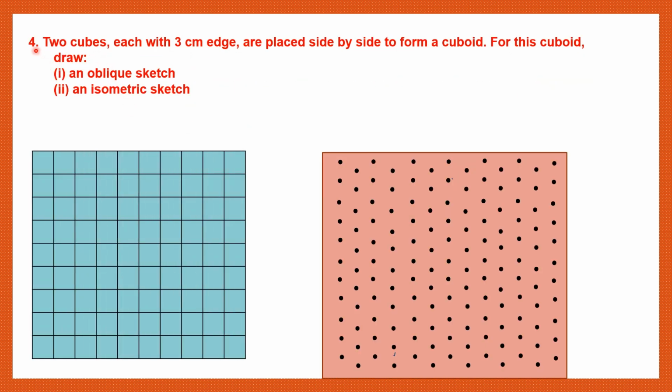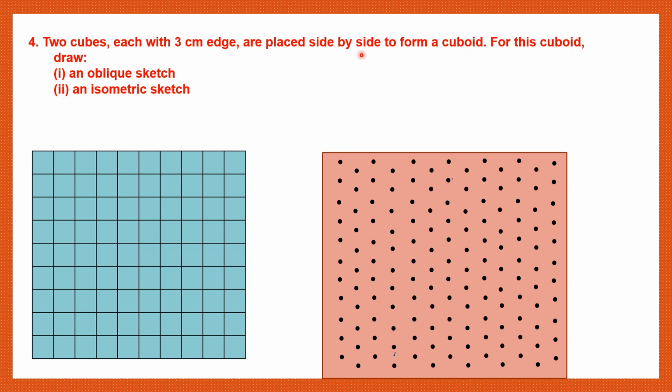Now, question 4. Two cubes, each with 3 centimeter edge. Now, cube means it will have all sides the same measurement. So, all edges will be 3 centimeters. So, we are taking two cubes. We're going to place them side by side. When you place two cubes side by side, you get a cuboid.